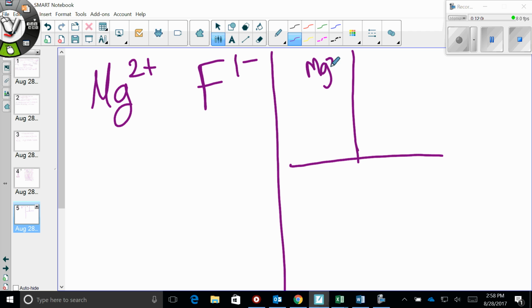Now, if I do what's called the I-bar, I need to look for the lowest common multiple of 2 and 1. Lowest common multiple of 2 and 1 is 2. So on this side, I got to get a total of +2 compared to -2. How many +2's do I need to get to +2? 1. So I'm just going to have 1 Mg. How many -1's do I need to get to -2? I need one more to give me 2.